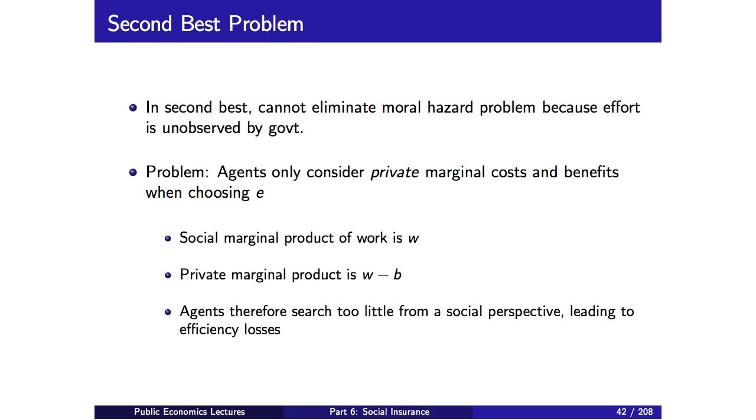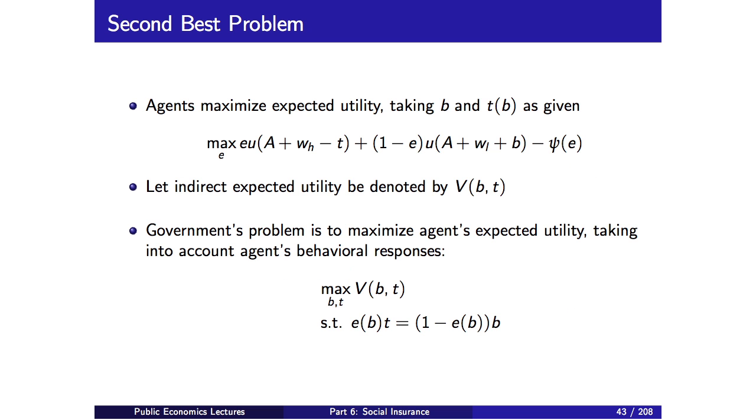Okay, so now you can see how a trade-off emerges where we're trying to get to the first best level of insurance, but while we're doing that, we're going to be creating this problem of people working too little, right? Okay, so how are we going to solve for the optimal benefit level given that trade-off?